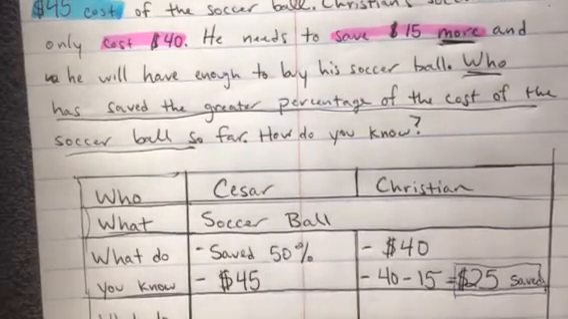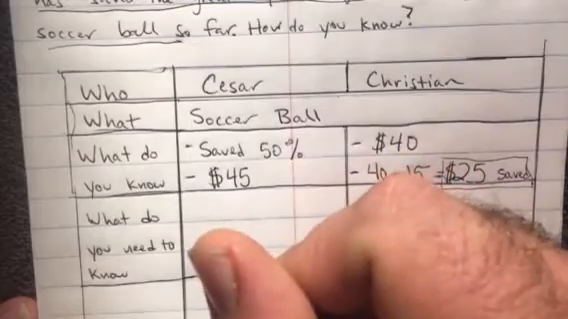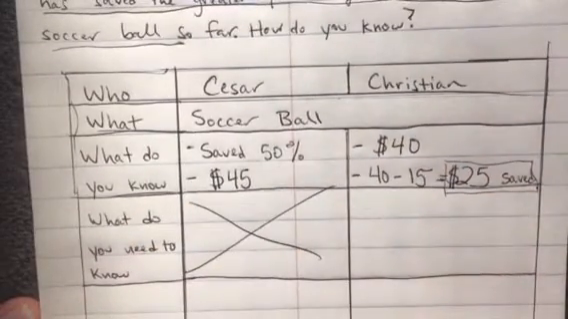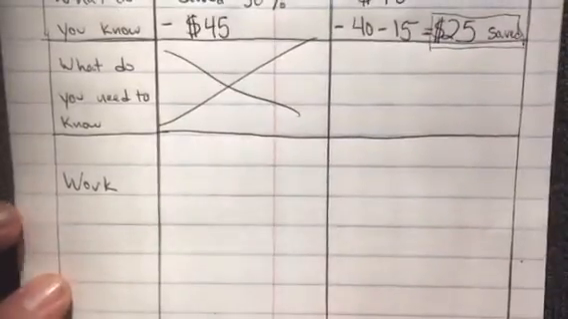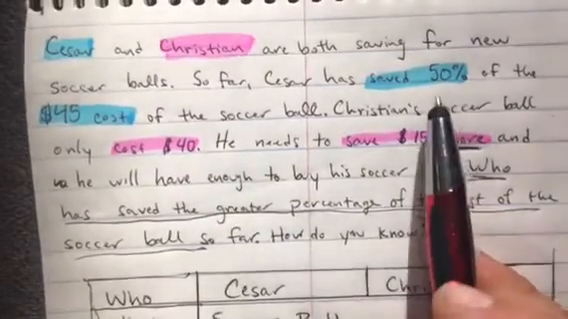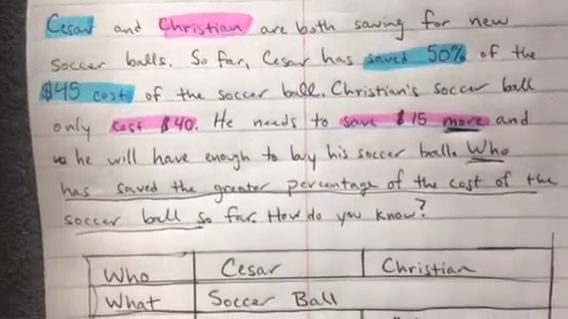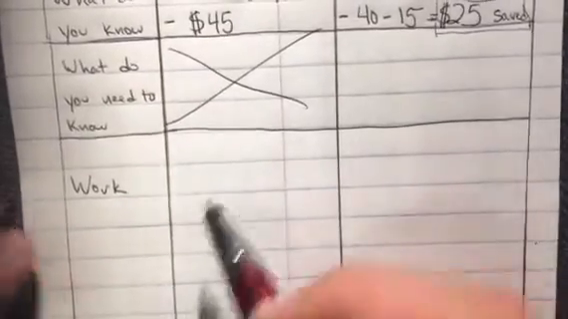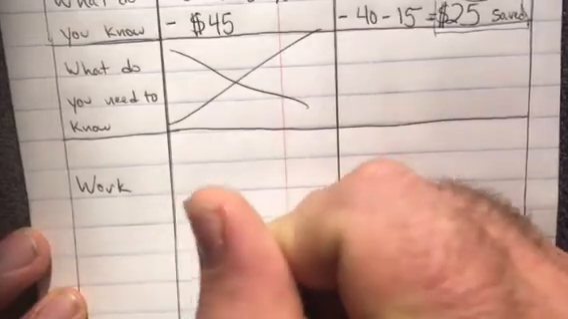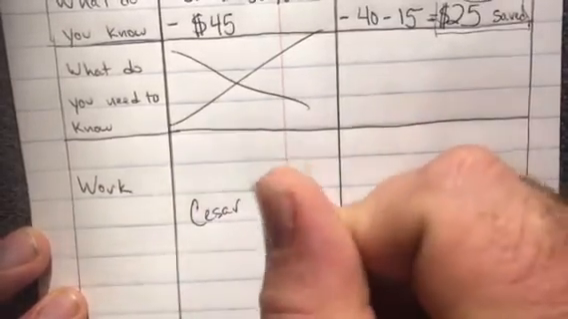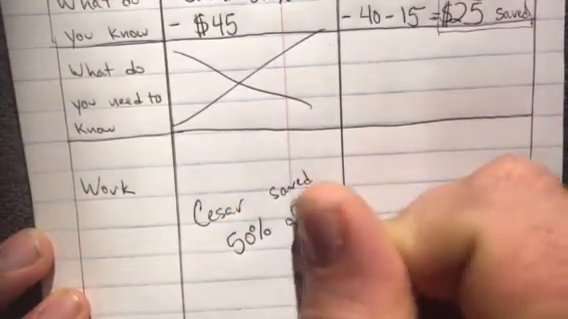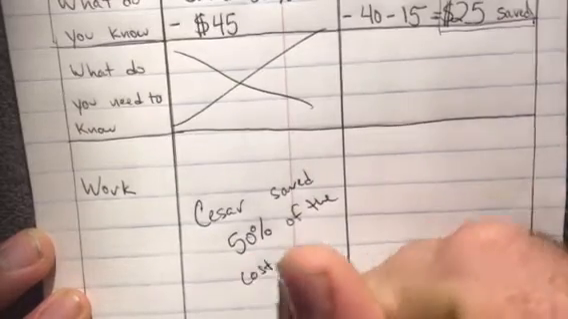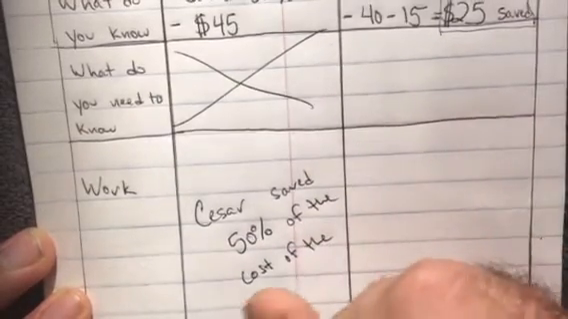So what do we need to know for Caesar? We don't need to know anything. We already know what we need to know. He saved 50%. So I don't even need to show any work down here for Caesar. I don't have to solve anything because the answer is given to me right in the problem. They try to sneak it in there and trick you into thinking you have to do more work, but you don't. All you have to do is say, Caesar saved 50% of the cost of the soccer ball.